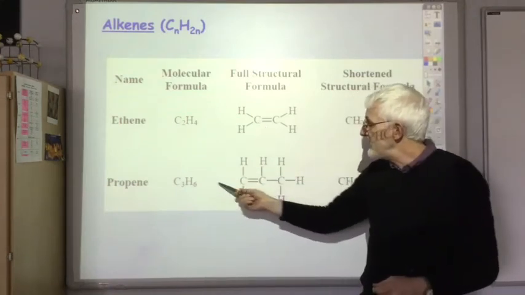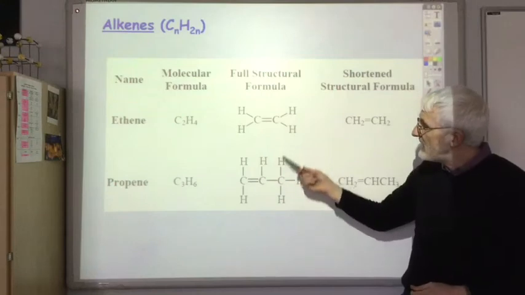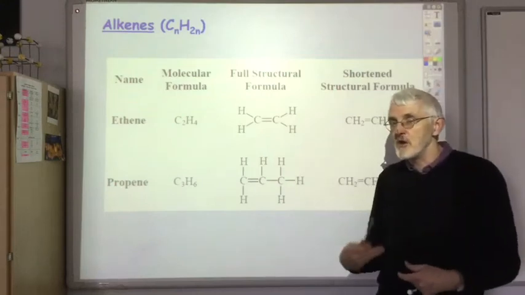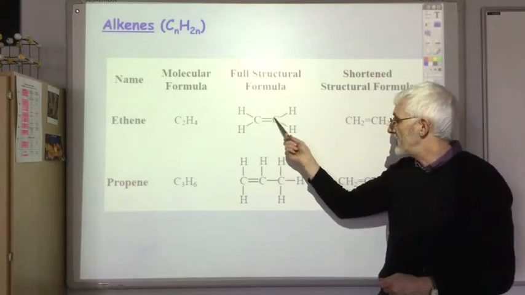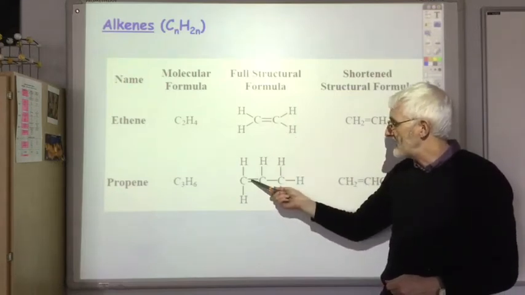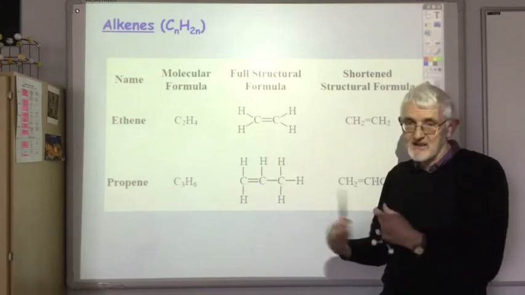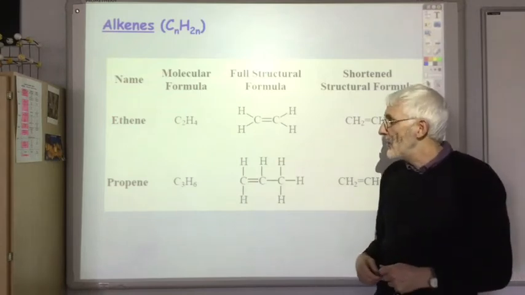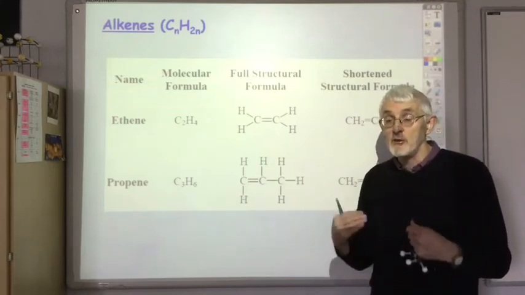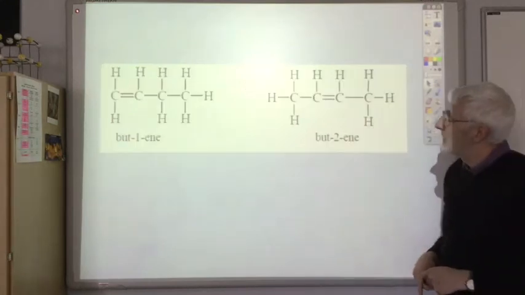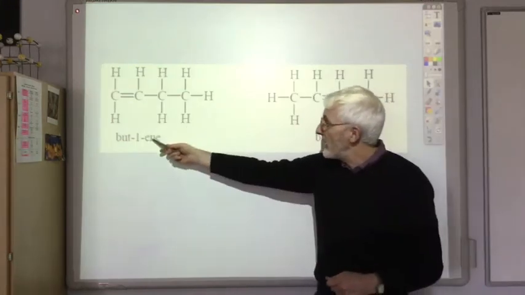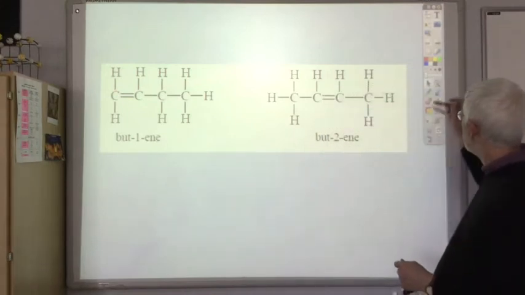Then you've got propene. And with ethene and propene, there's no choice about where you put the carbon-carbon double bond. There's only 2 carbons there, and it doesn't matter if you put a double bond there or there, it's just the same molecule. However, once you get to 4 carbons, you do get a choice of where to put the double bond. So here we've got but-1-ene, and here we've got but-2-ene.